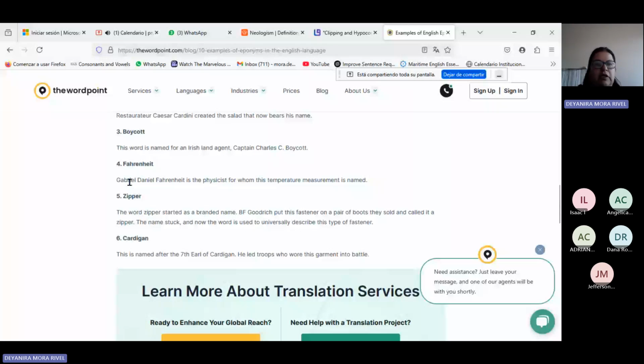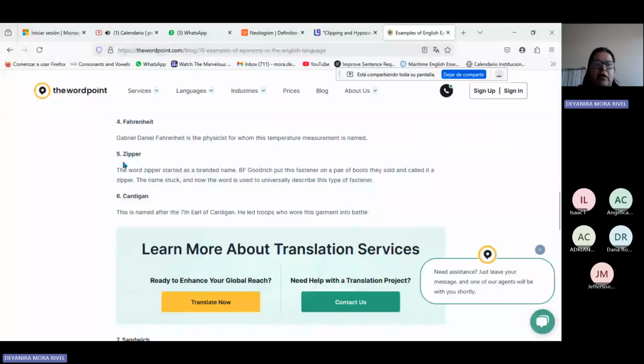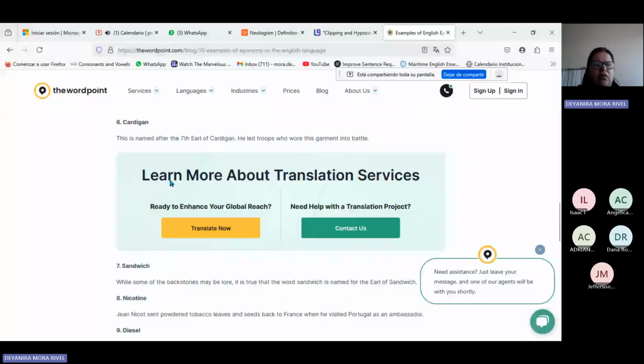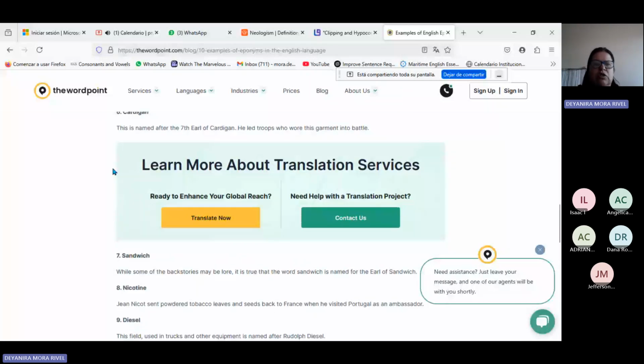And the word names comes from this man. I don't know why. Fahrenheit, which is a measurement of temperature, comes from the person who created it or who worked on it. The zipper, this is something that we would not think, right? That the zipper is named after a person. Started as a branded name.